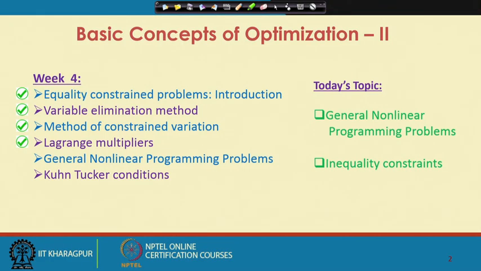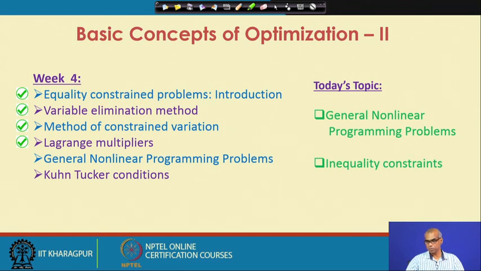So, we will first talk about optimization problems with only inequality constraints, and then we will go to optimization problems where we have both inequality and equality constraints. So, first we will give a brief introduction to general nonlinear programming problems. We will define certain terms such as active constraints, inactive constraints, regular points, and then we will discuss optimality conditions for inequality constraint optimization problems.